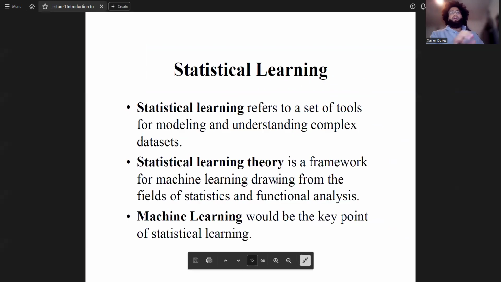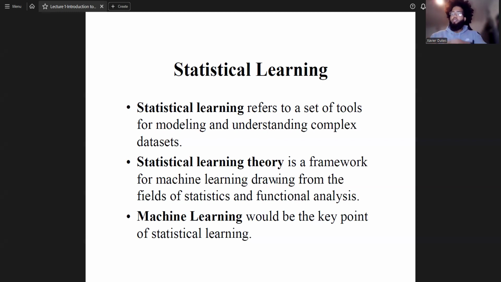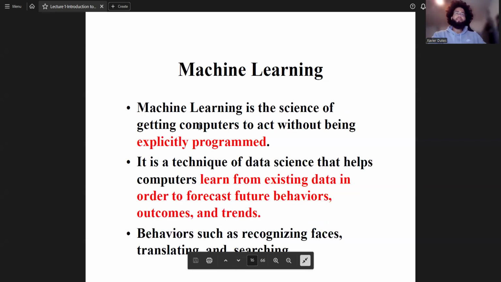Look at that. All right, so what about statistical learning? Statistical learning refers to a set of tools for modeling and understanding complex data sets. Statistical learning theory is a framework for machine learning, drawing from the fields of statistics and functional analysis. And then machine learning would be an example of statistical learning, where we're using the correlations and metadata about a set of data in order to infer things about it or apply it to future instances of data.